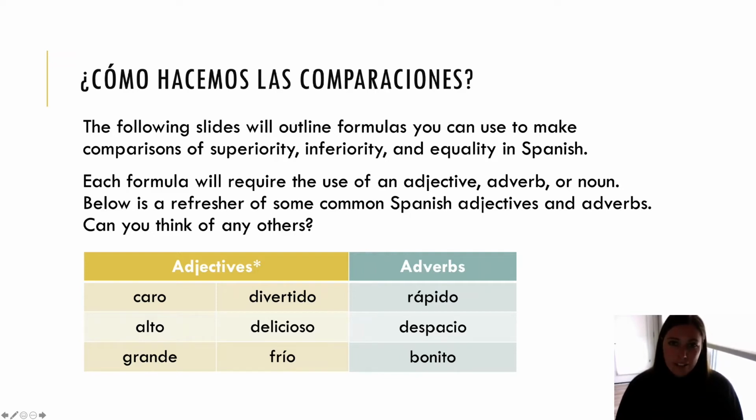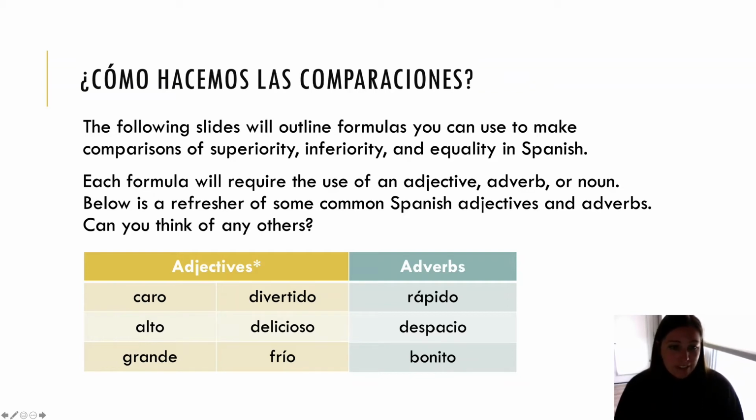The following slides will outline formulas that you can use to make comparisons of superiority, inferiority, and equality in Spanish. Each formula will require the use of an adjective, adverb, or noun. Here in this table below is a refresher of some common Spanish adjectives and adverbs. Can you think of any others?